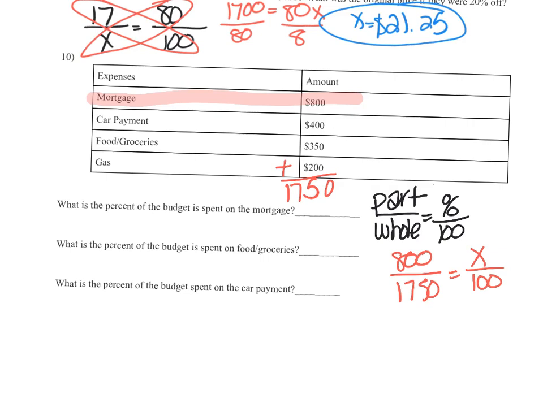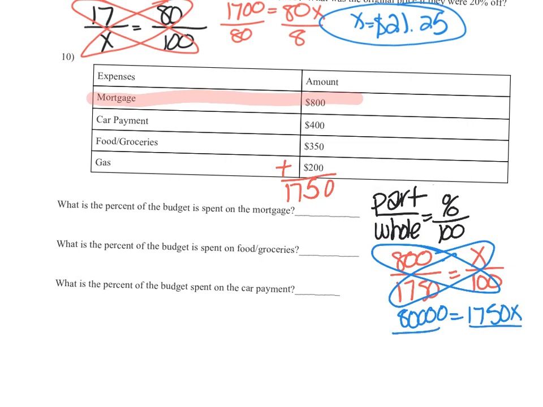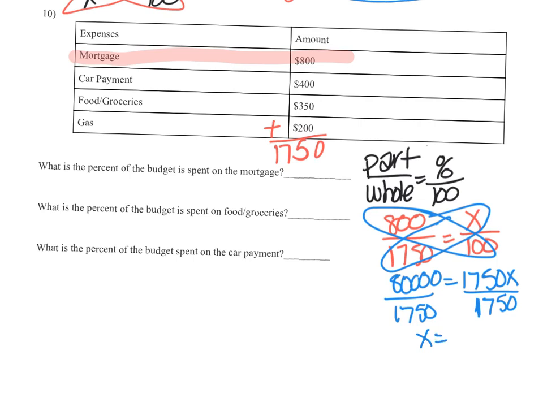So what I'm going to do here is cross multiply and divide. So I'll get 80,000 equals 1,750x, and divide both sides. And I'll get my x to equal about 47.06%.